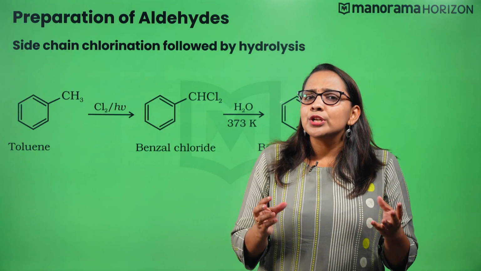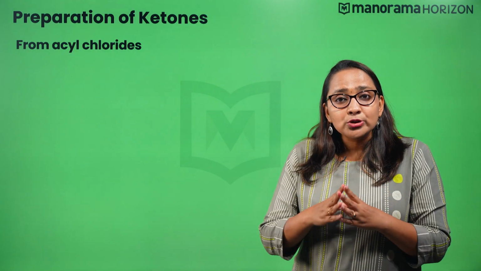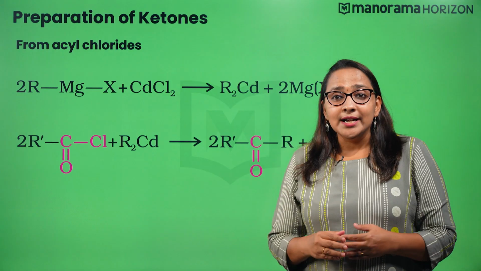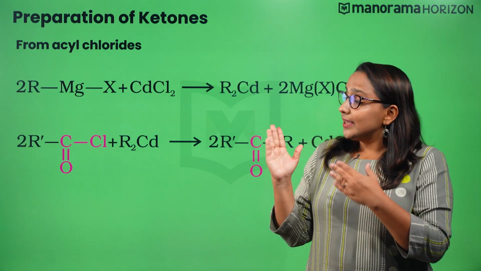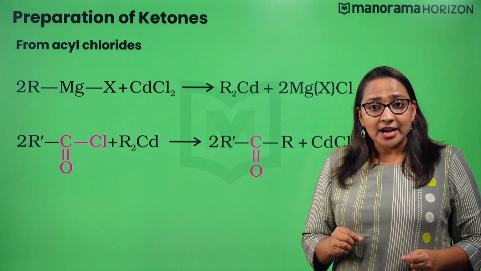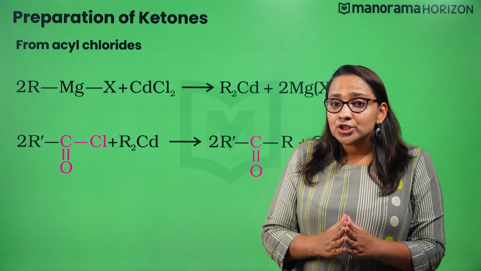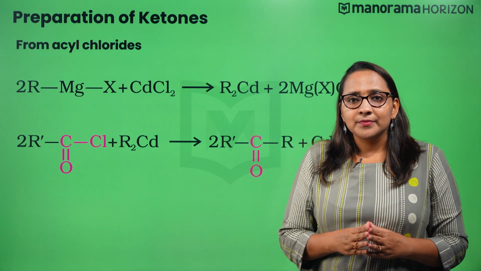Next, we will look into the synthesis of ketones. Ketones are also obtained from acyl chlorides. Acyl chloride can react with dialkyl cadmium to afford ketones. In fact, these dialkyl cadmiums are prepared by the reaction of cadmium chloride with Grignard reagent.